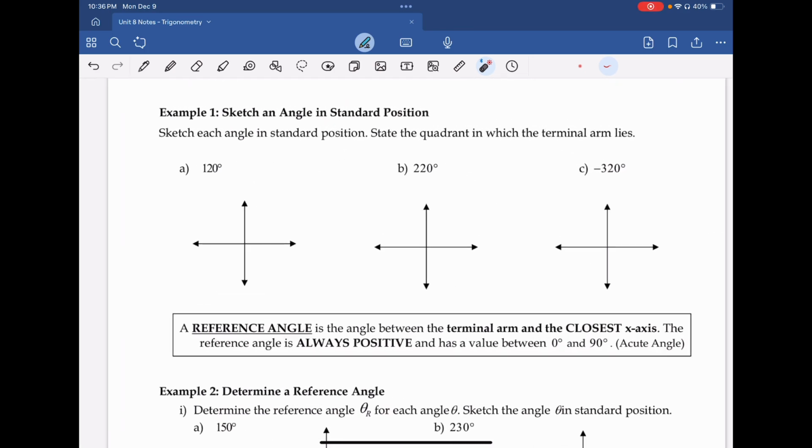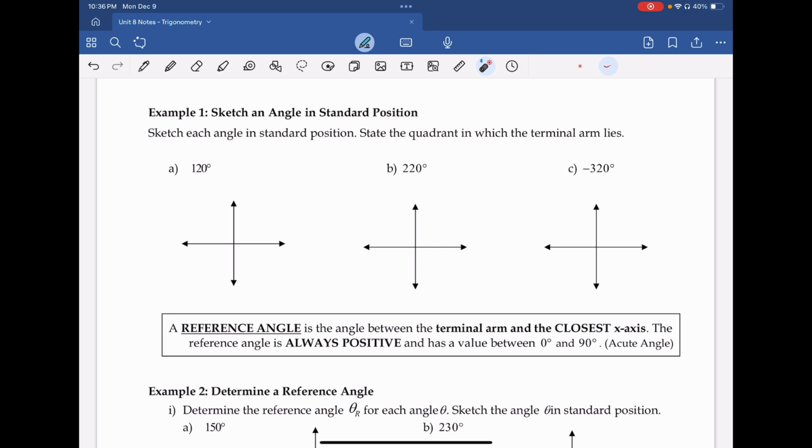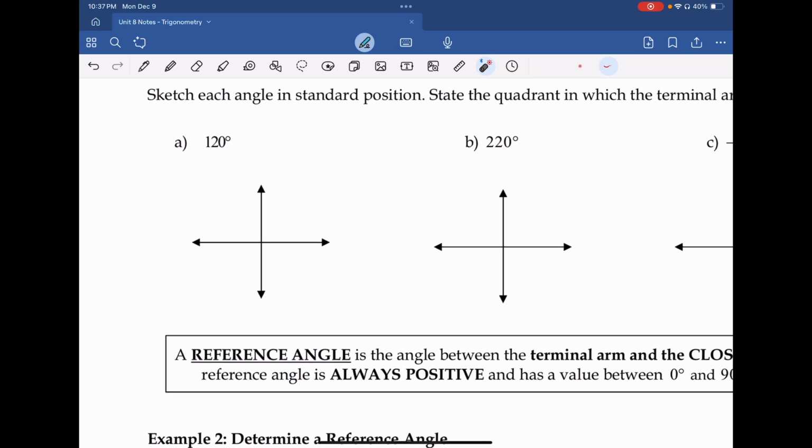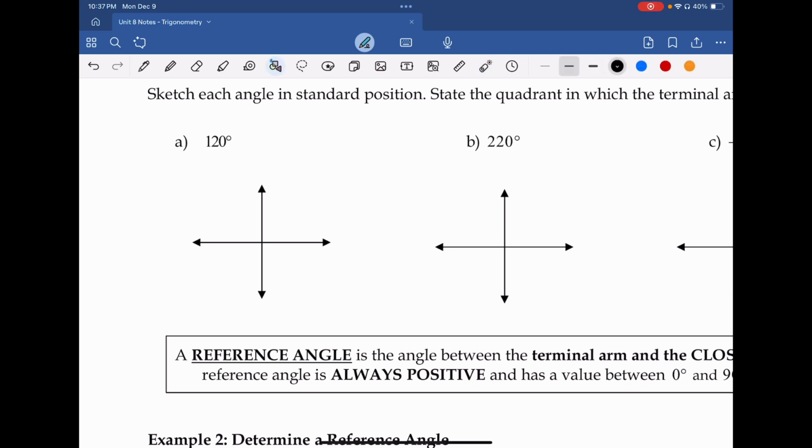All right, now let's go to our next page, where we're going to sketch out some of these angles, whether they be positive or negative, and then see which quadrant they lie in and what their initial arm and terminal arm look like. So if we want to get to 120, first and foremost, we always have to draw the initial arm on the x-axis. So we're going to do that here. Here's my initial arm.